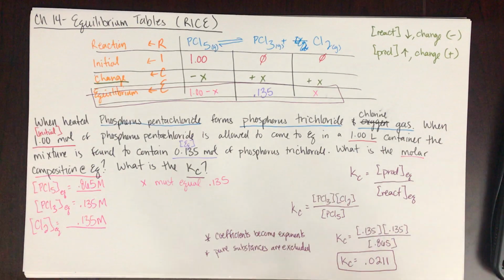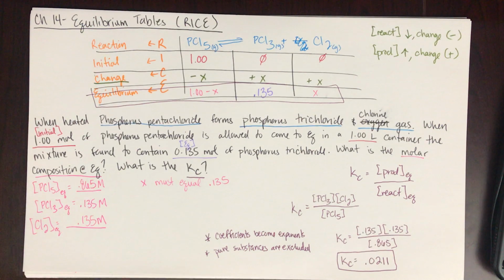Remember, the Kc is a ratio of products to reactants at equilibrium. It does not have a unit. So this is an example of how we use equilibrium tables to solve for molar concentrations at equilibrium and then use those molar concentrations at equilibrium to solve for the Kc.